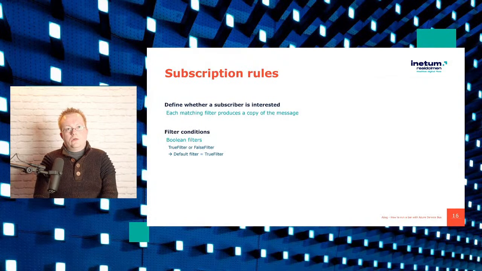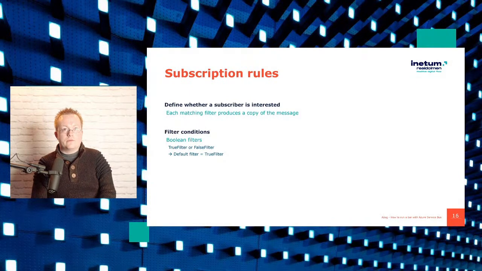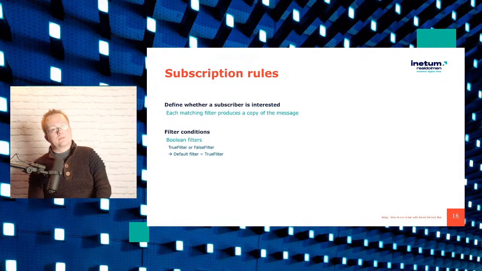The way that you can define these items is through filter conditions. One of those filters that you can use is the Boolean filter. These are the easiest ones. You have a true or a false filter. And if you don't specify anything on that subscription, then by default there will always be a true filter. So every message that is sent to the topic will be received by the subscription.